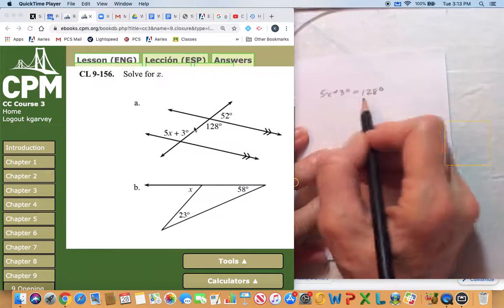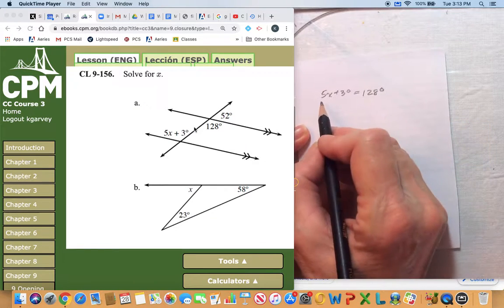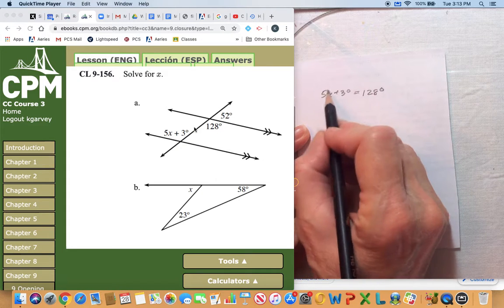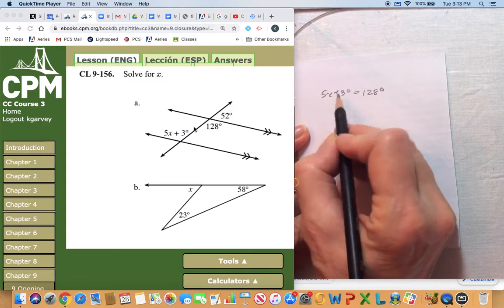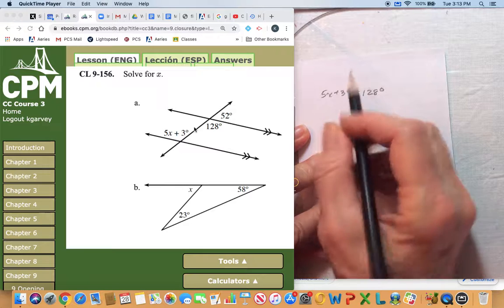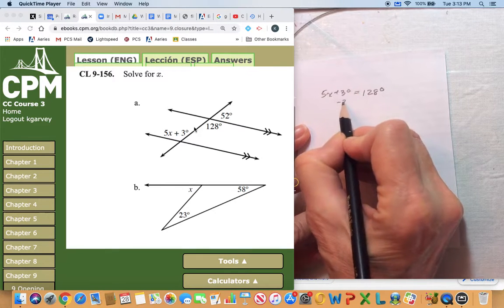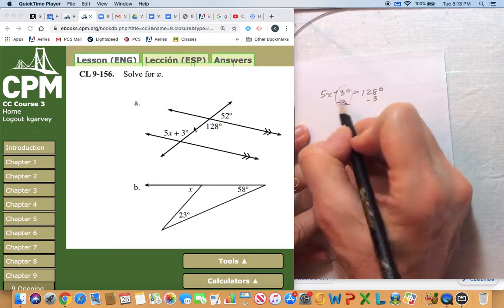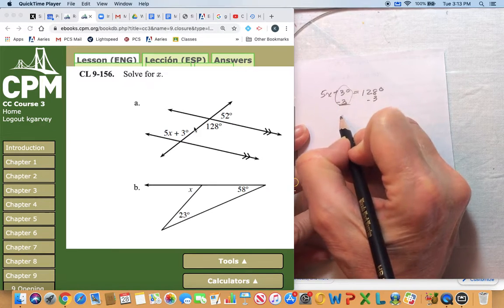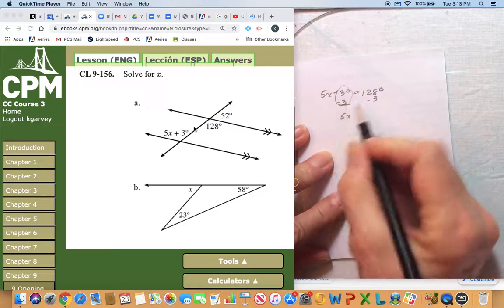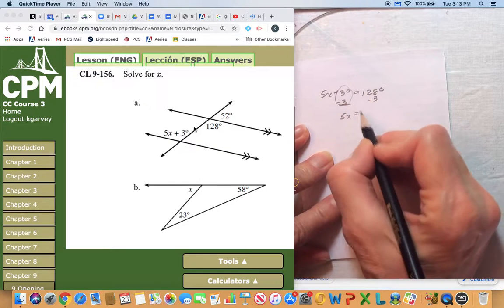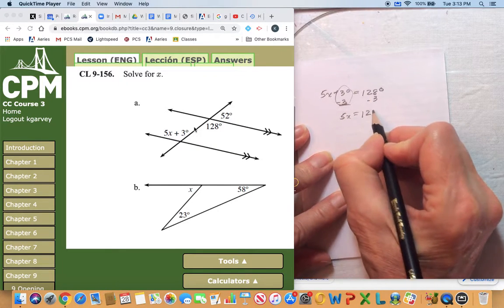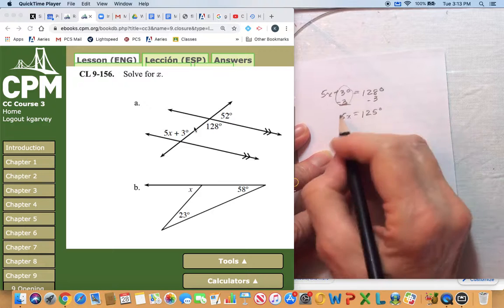All right, so now we'll use our equation solving skills to find x. We need to get x by itself. The first thing we're going to do is undo this plus 3 by subtracting 3 from both sides. This zeroes out, and all we have left on this side is 5x. On this side, we have 125 degrees.